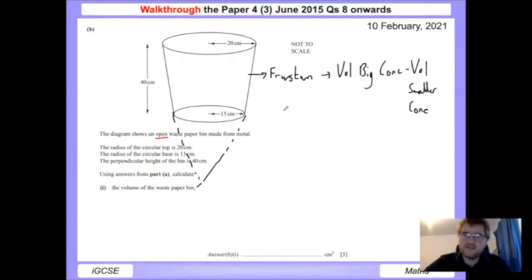Now, this is where you need to use your formula sheet, so let me write this up here. The volume of a cone is equal to 1/3 pi r squared h. This is on your formula sheet, don't worry, you do not need to remember this. Absolutely fine.